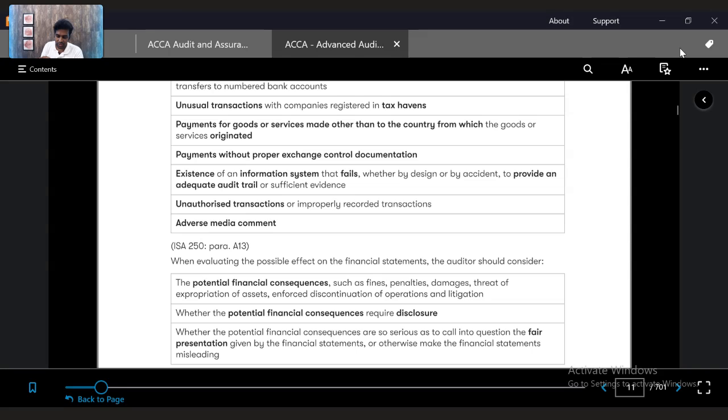Unauthorized transactions or improperly recorded transactions. It is very difficult to mask certain red flag amounts. If it is a huge amount, it's very difficult to mask. So sometimes the accountants try to give random numbers or names to those transactions, which would be caught as a red flag. Adverse media comment: media comes up and says that there is some issue with the company.